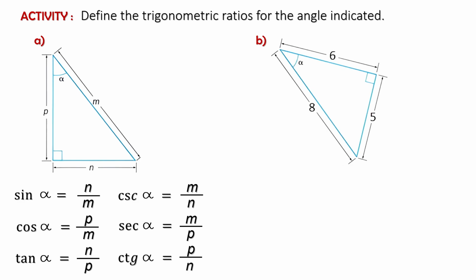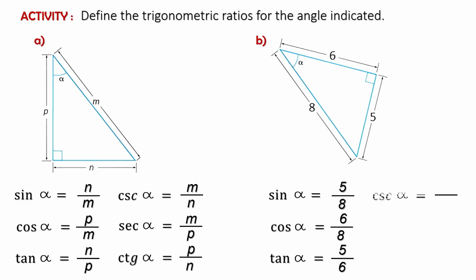Literal B. We have a right triangle with sides 5, 6, 8 respectively, and the acute angle is alpha. Similarly, begin by identifying the hypotenuse, the opposite side, and the adjacent side with respect to the acute angle. And we define the sine of alpha as the quotient between 5 and 8. The cosine of alpha as the quotient between 6 and 8. The tangent of alpha as the quotient between 5 and 6.